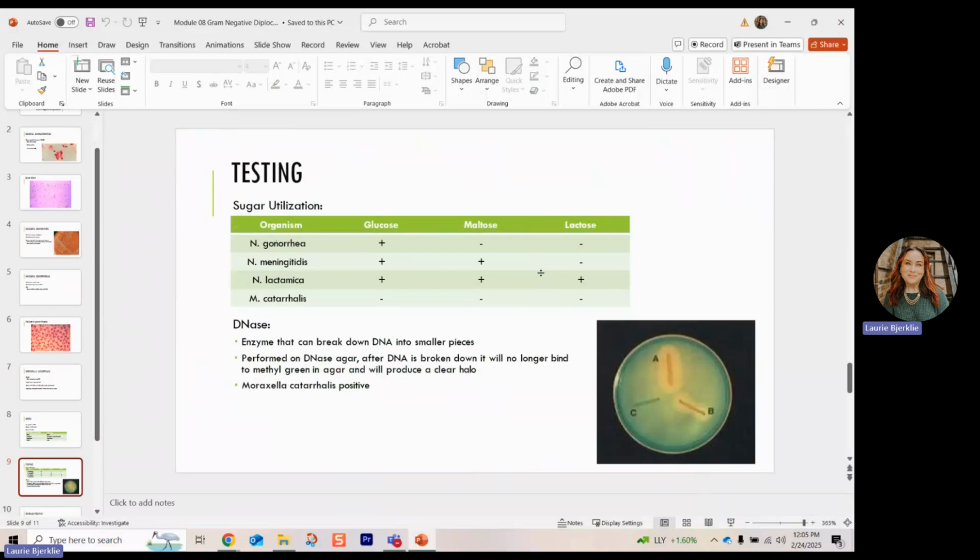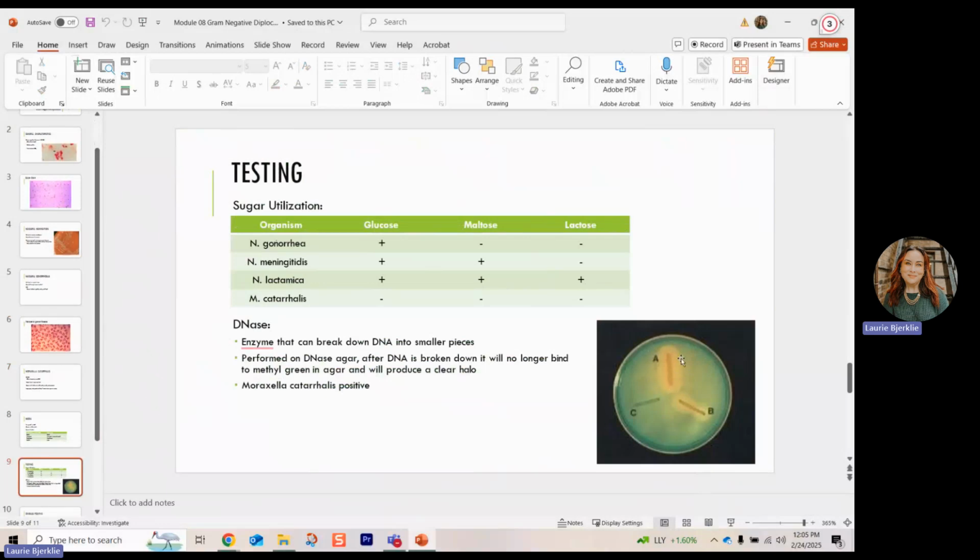Now, if you did have a Moraxella catarrhalis growing in this case, it would not use any of these. It would be negative for all the sugars. And then you can do a different test called a DNase test. That is an enzyme that Moraxella catarrhalis does have, and that enzyme breaks down DNA into smaller pieces. So there is a DNase agar that you can use and streak out your suspected organism on. And so on that agar, after the DNA is broken down, it will no longer bind to the methyl green in the agar and it'll make a halo effect.